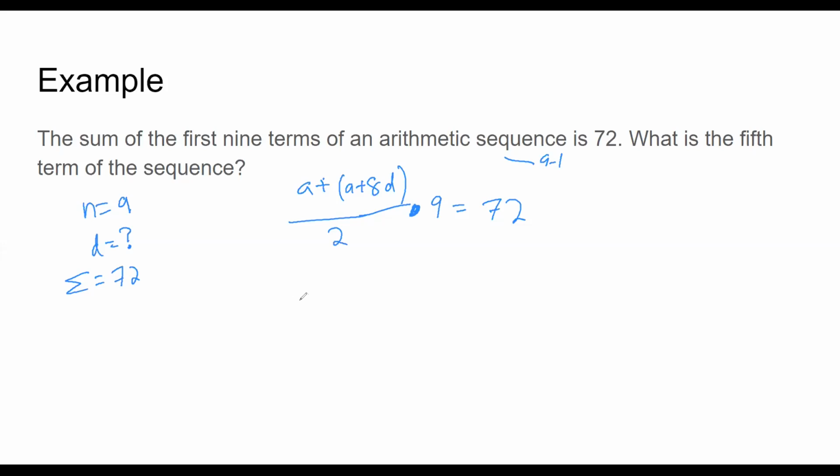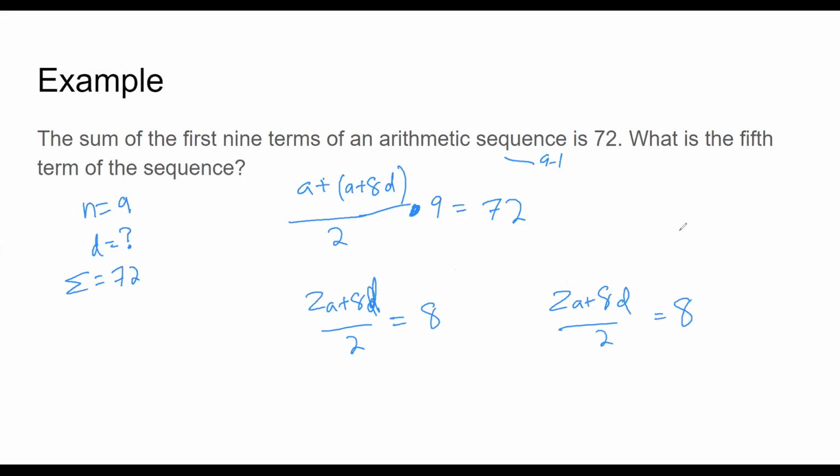Well, let's simplify what we have here. We have 2a plus 8d over 2, and then there's a times 9, so then we can divide both sides of the equation by 9 to get rid of it. So then we have 72 divided by 9 is 8. So 2a plus 8d over 2 is equal to 8.